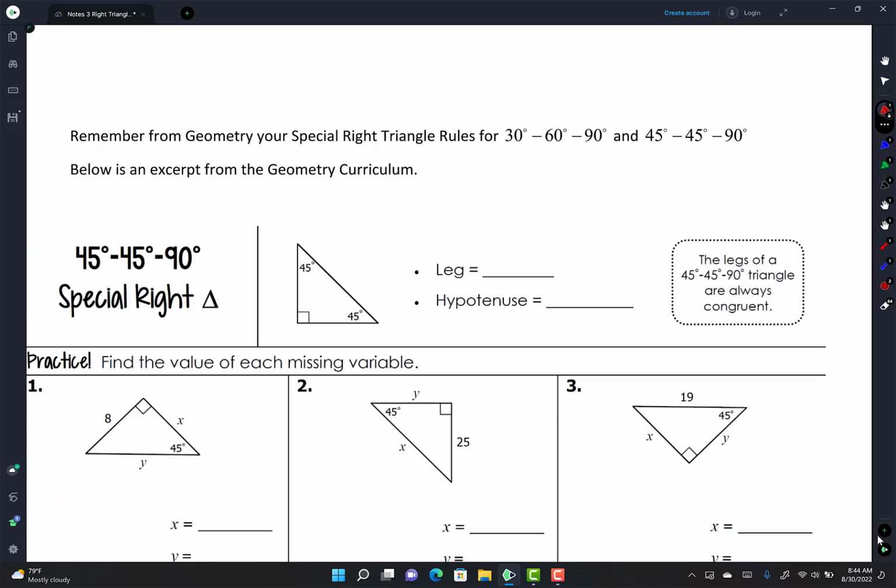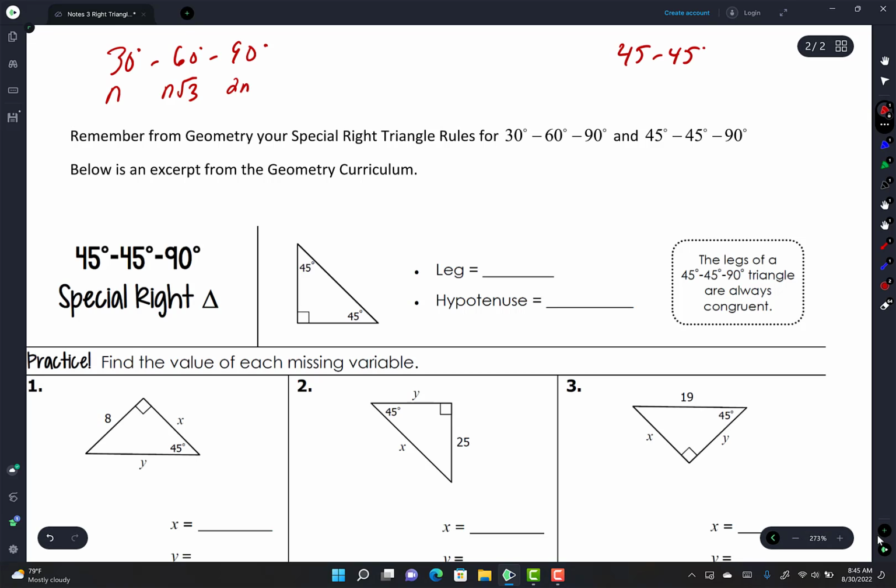Here we go. Remember from geometry, you definitely did this. A 30-60-90 triangle has a relationship of n, n square root of 3, 2n. Write that down somewhere. 45-45-90, you should really be putting the degree symbol in there, is n, n, n square root of 2.